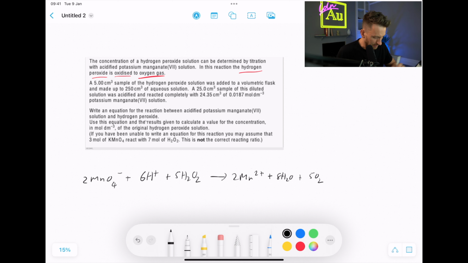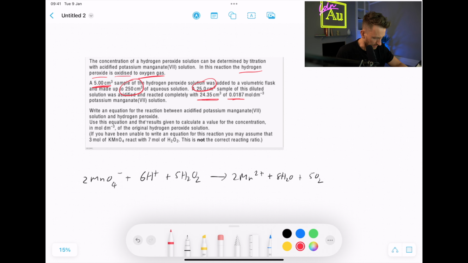So I can see that a 5 centimeter cube sample of the peroxide is made up to 250. And that 250 is the standard solution. 25 of that is then titrated against the manganate, of which 24.35 is needed, and it's got a concentration of 0.0187. In the template, I said there is always a starting sample, which we label as number 1.